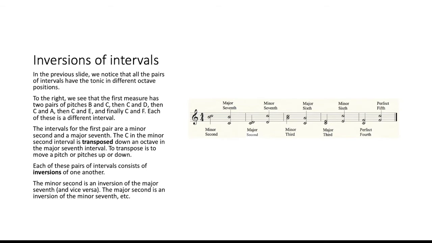The intervals for the first pair are a minor second and a major seventh. The C in the minor second interval is transposed down an octave in the major seventh interval. To transpose is to move a pitch or pitches up or down. Each of these pairs of intervals consists of inversions of one another. The minor second is an inversion of the major seventh, and vice versa. The major second is an inversion of the minor seventh, and so forth.